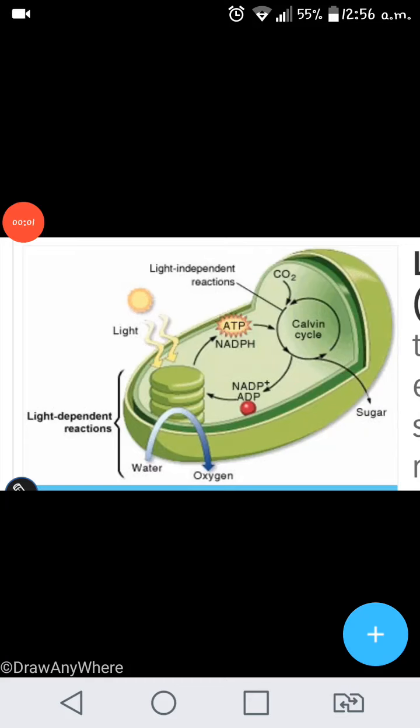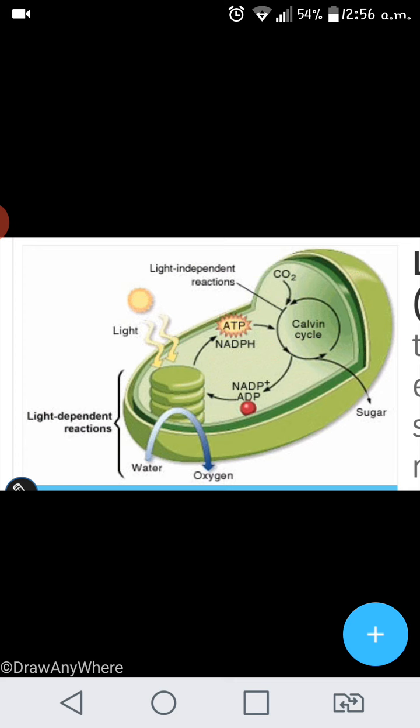Good morning everyone. Today we are going to learn about the mechanism of photosynthesis. Basically, what we know is photosynthesis takes place in the leaf, and in the leaf it takes place in the chloroplast. But today we will learn in detail about the mechanism of photosynthesis.